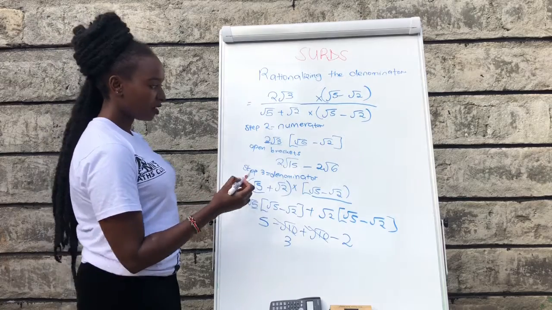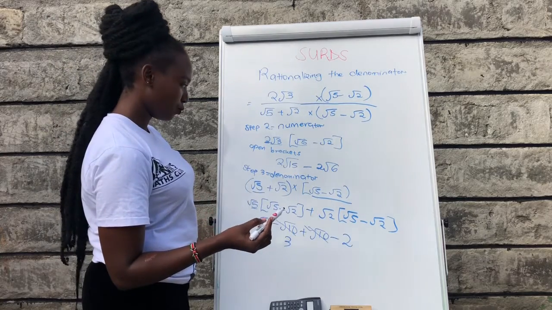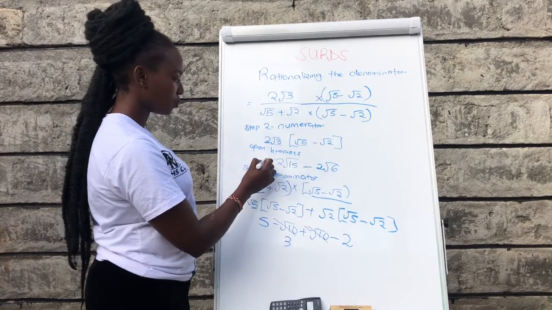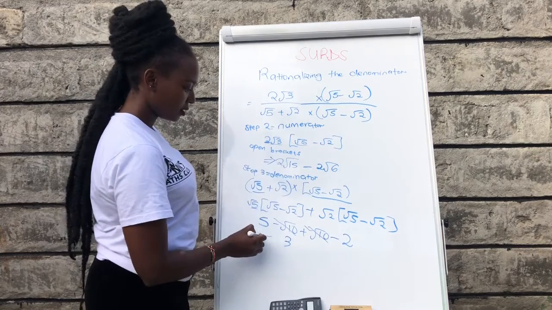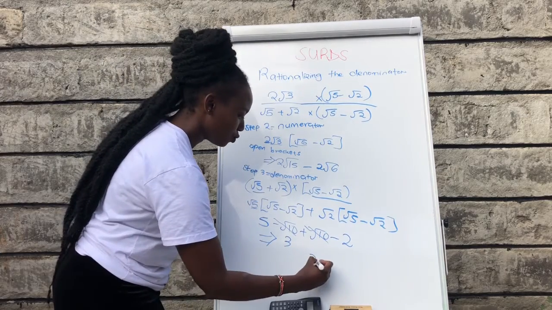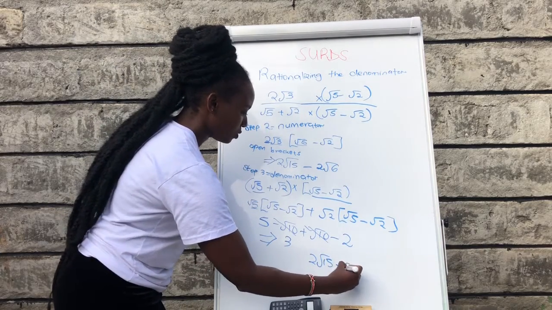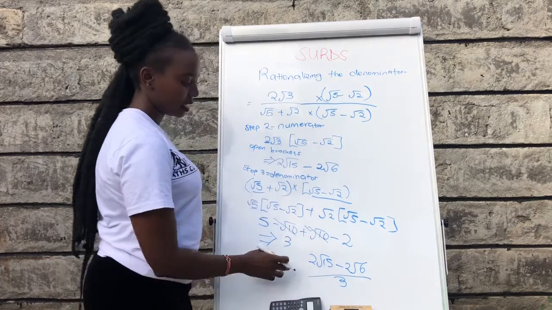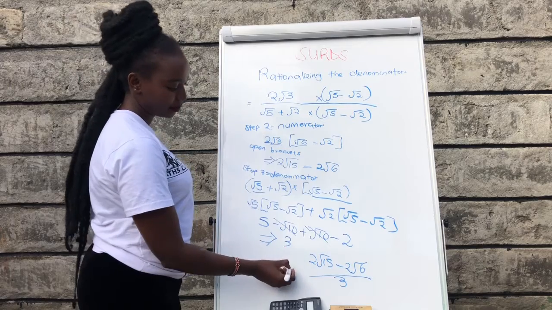So remember your numerator, we got the answer to be 2 root 15 minus 2 root 6. This was the answer for the numerator, and this is the answer for the denominator. So you just come and put them together. 2 root 15 minus 2 root 6 over 3. And this becomes your answer.